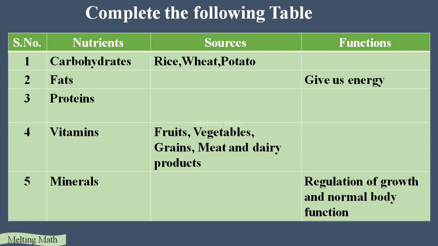See, first they gave nutrients, their sources and their functions. First, carbohydrate. They gave its source: rice, wheat and potato, we know it. Next, what is the function of this carbohydrate? It gives us energy. Okay, next nutrient is fats.